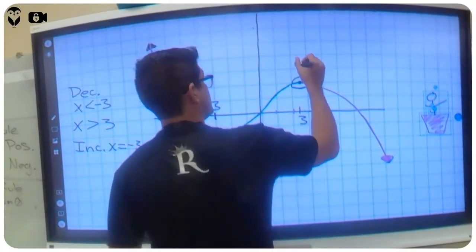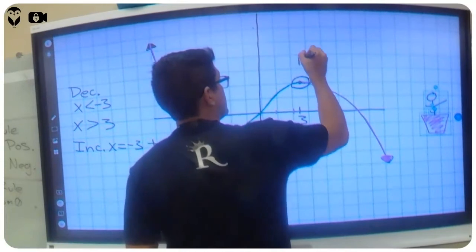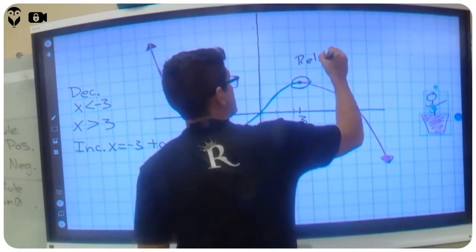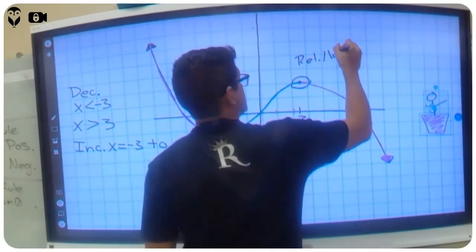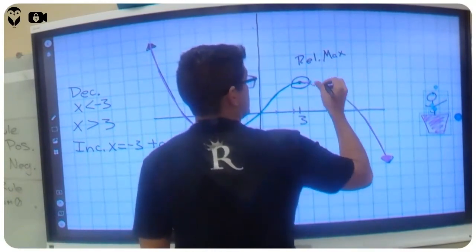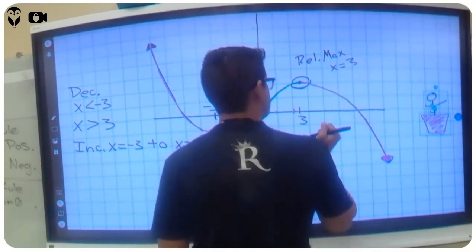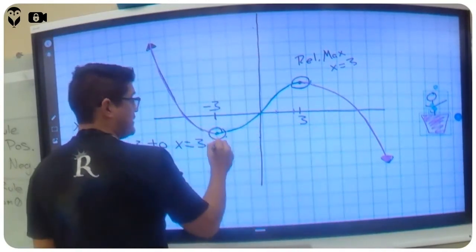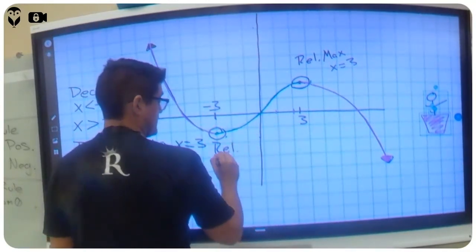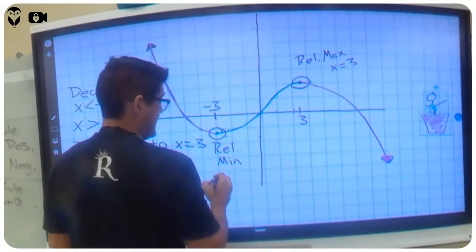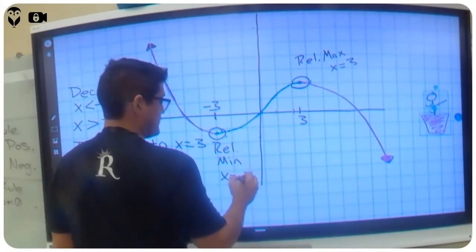Okay? So this is the relative maximum, relative max is at x equals 3. And the relative minimum is at x equals -3.